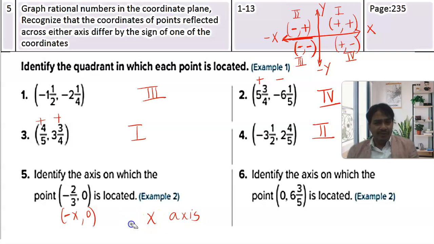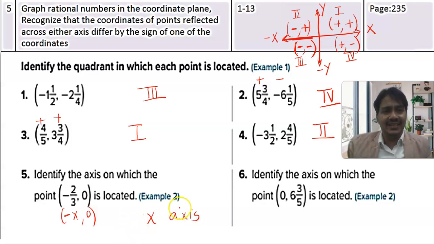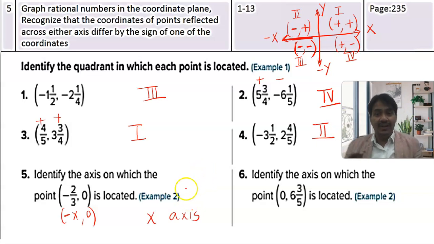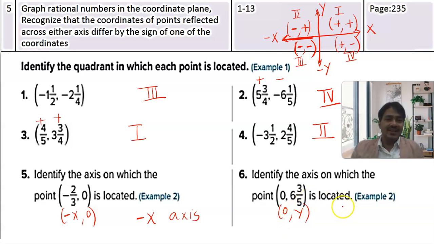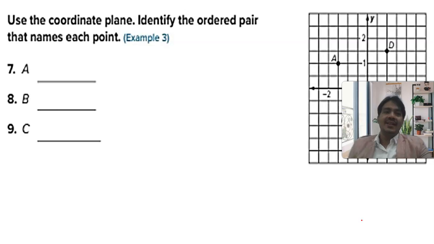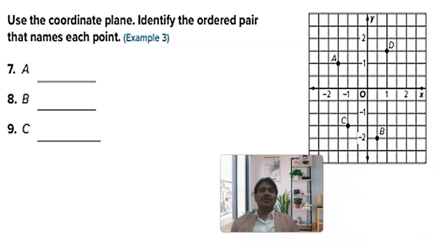Now, if you forget the negative and just write x-axis, it is still correct, okay? But negative x-axis is the perfect answer. Similarly, you see x is 0 and this is positive y. So it lies up, positive y direction. The answer is just y-axis. Yes or no?